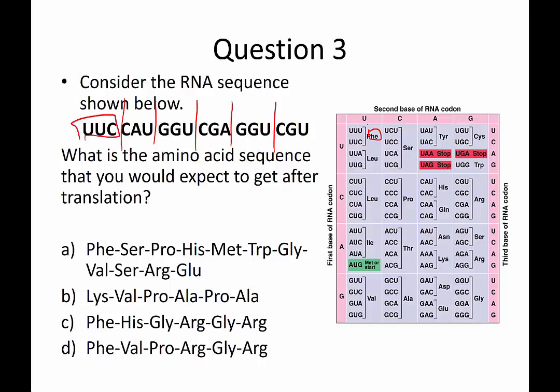Next we have CAU. It's histidine. We have GGU next, glycine or GLY, CGA, arginine, GGU, glycine, CGU, arginine. So that leaves us with C. C is the correct answer here.